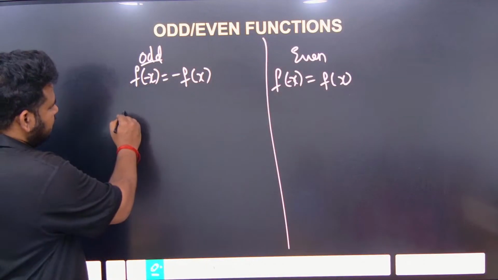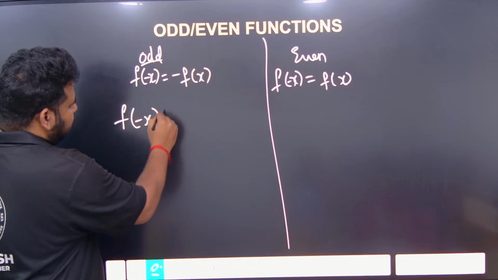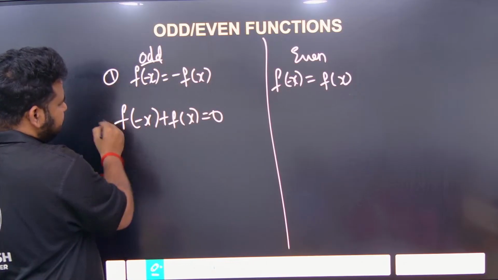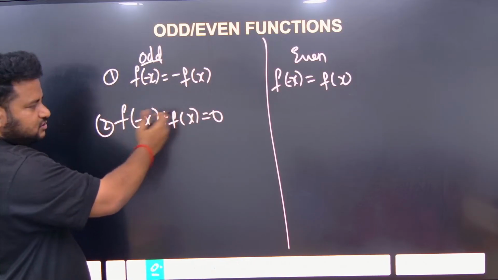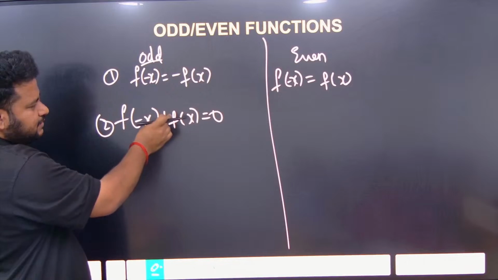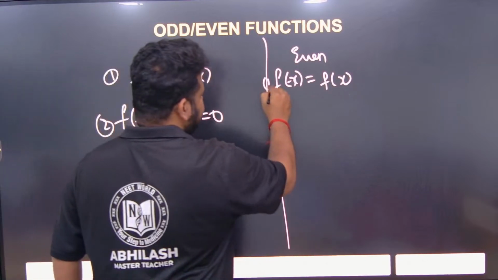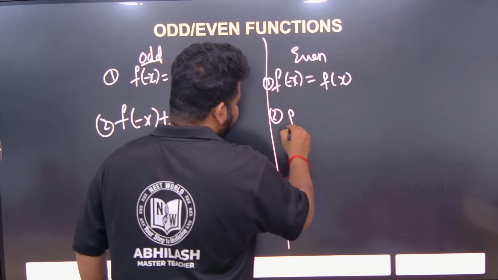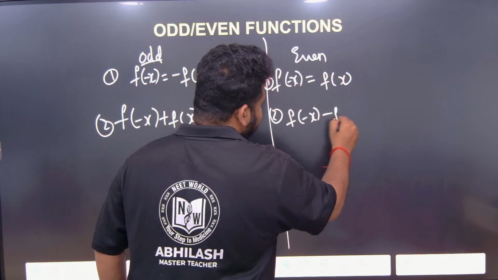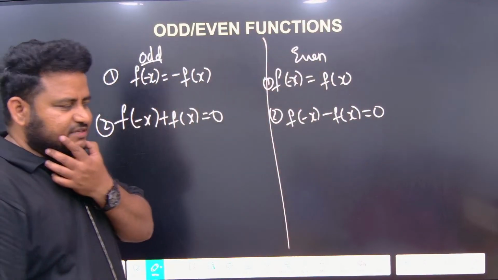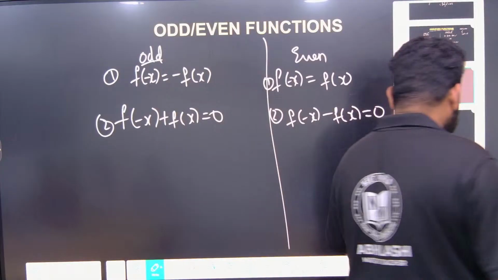Sometimes what you will do: f of minus x plus f of x will be equal to 0. This is one condition, this is second condition. I brought it this side, so this will become equal to 0. If f of minus x plus f of x is equal to 0, then it is an odd function. If this is the first condition, sorry, this is first condition, f of minus x minus f of x is equal to 0, then it is an even function. Clear? Then we call it an even function.